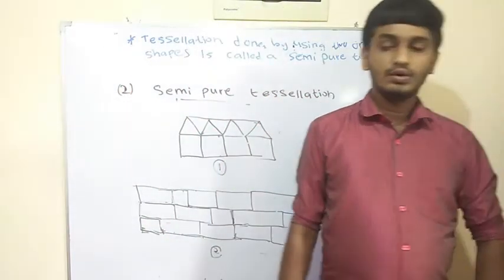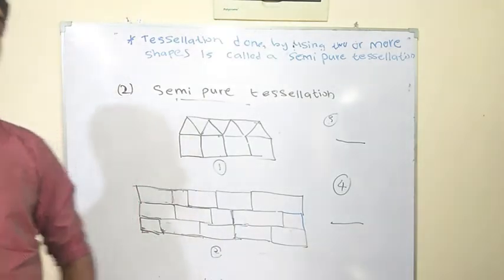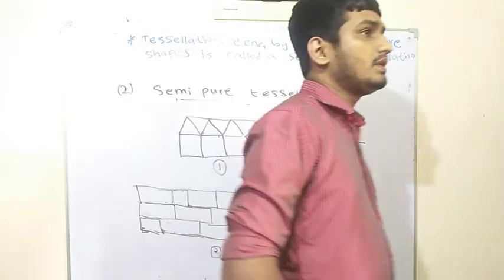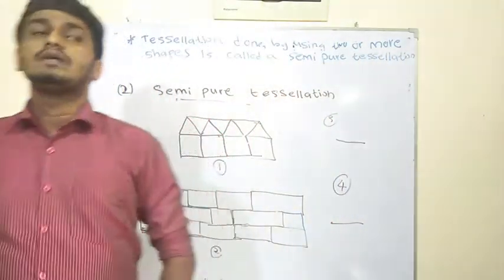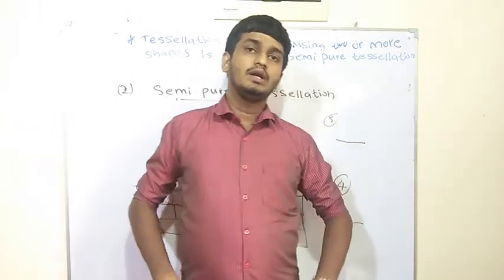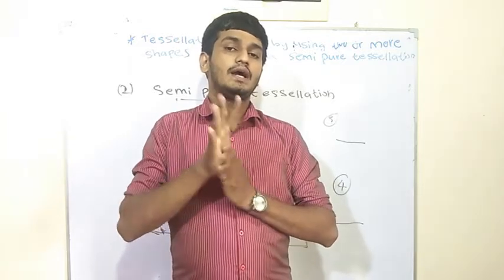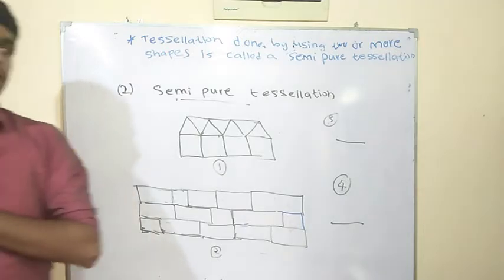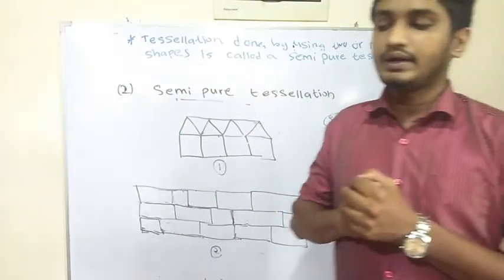Row number 2. Draw a semi-pure tessellation by using a square and an equilateral triangle.